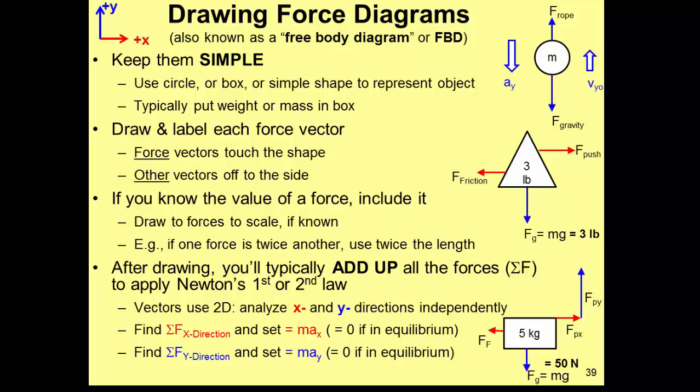Similarly, in the y direction, I could take my two y forces. I have a positive Fpy, and I've got a negative Fg. I could add those two together on the left side of the equation. And on the right side of the equation, I'd set that equal to mass times acceleration in the y direction. If this box happens to be sitting on the ground and maybe sliding to the right, then I would know that my acceleration in the y direction is 0. And I could cancel that out if I wanted to.